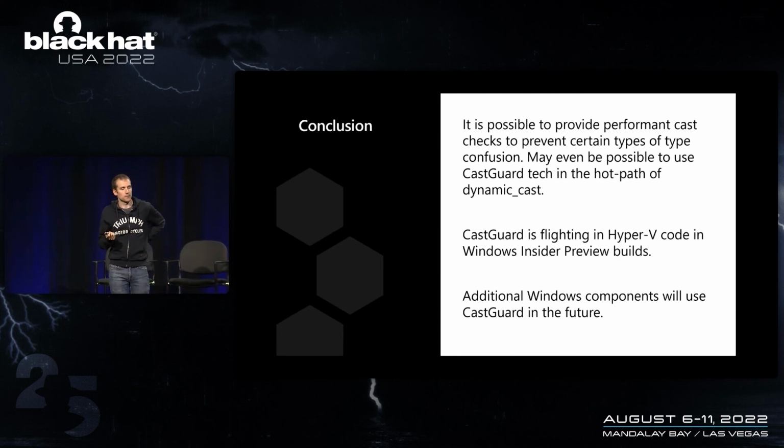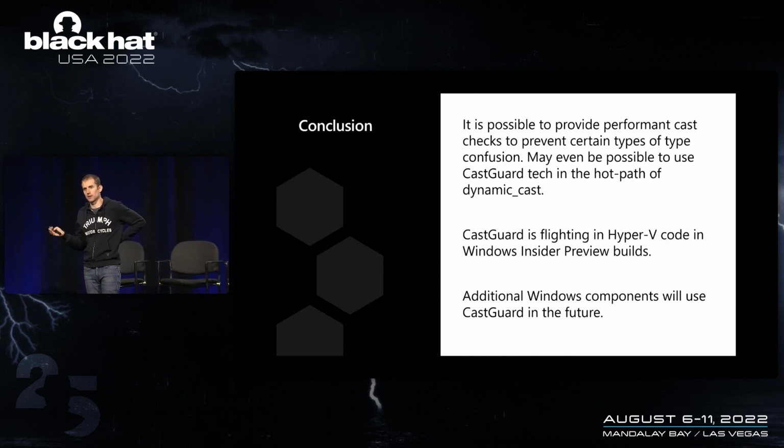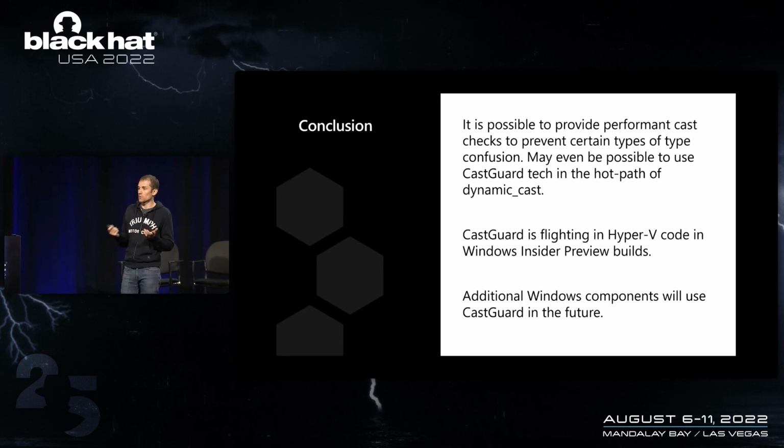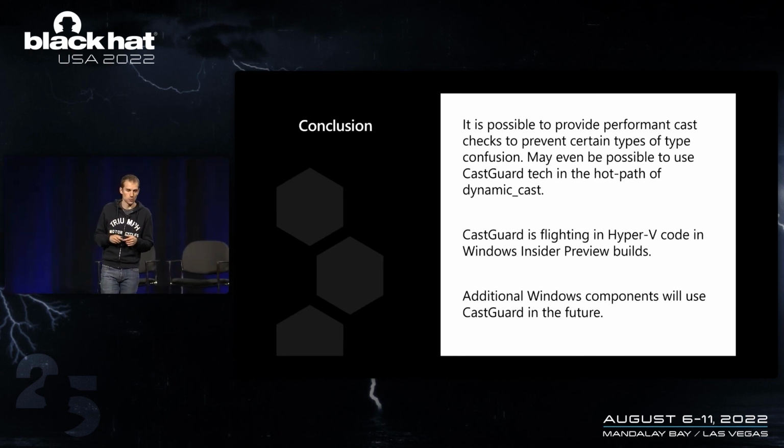What I do want you all to take away from this, though, is that it is possible to do really, really performant checks on downcasts. Like the state of the art with dynamic cast is, it doesn't need to go that slow. We can go way faster and have better type safety in C++. And this stuff matters because type confusion is a super important bug class, and especially in the face of hardware mitigations that a number of different companies are working on, type confusion vulnerabilities are going to be a lot more important going forward.